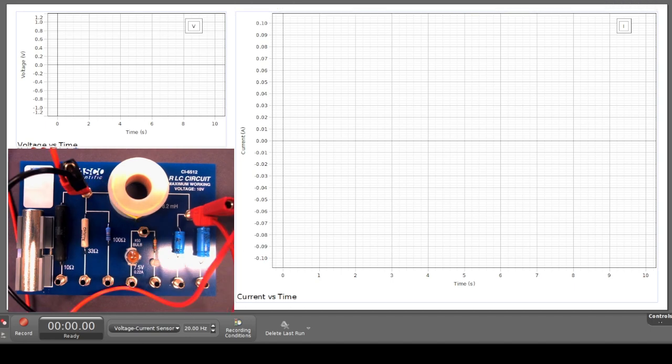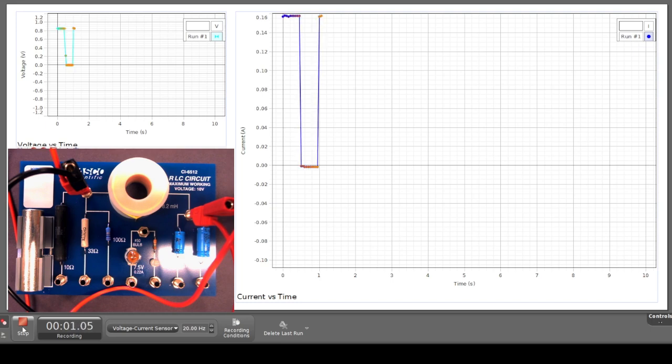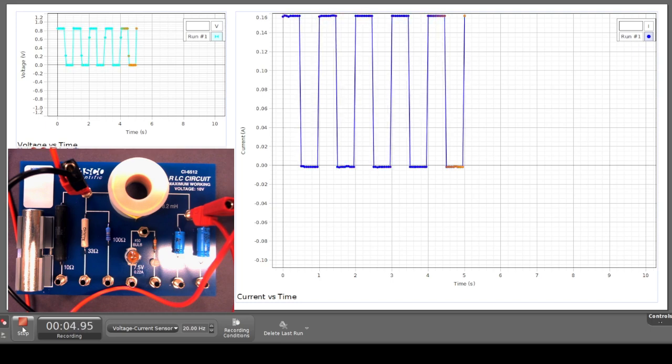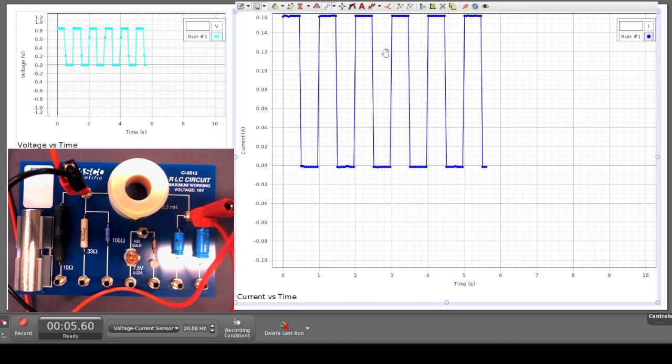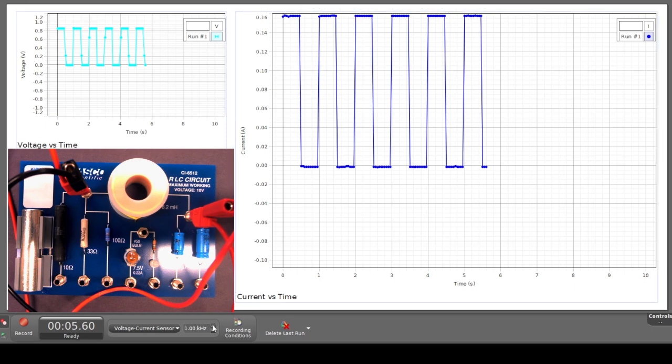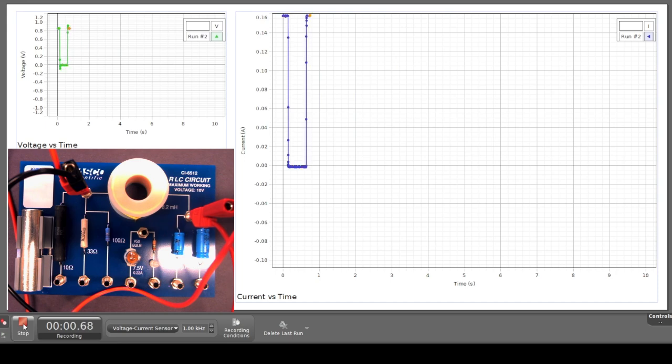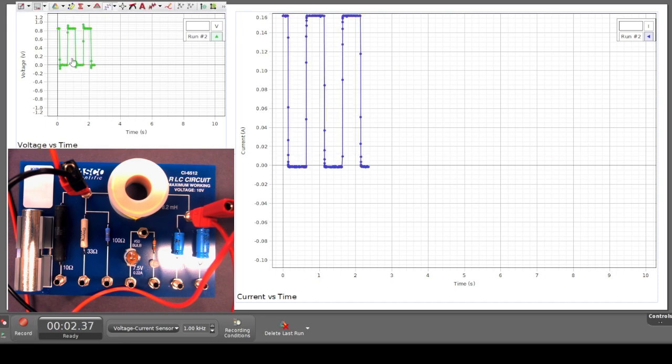Okay, so I'm going to hit the record button here, and it's doing its thing, oscillating back and forth. Right now I don't have a high enough sampling rate, so I'm only at 20 hertz. So I'm going to crank this up as high as it can go, which is 1 kilohertz, or 1,000 samples per second. So let me do it again. You'll notice that we get the same data, but now we have a couple more data points.